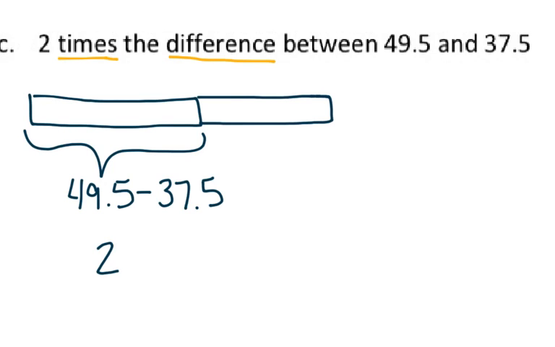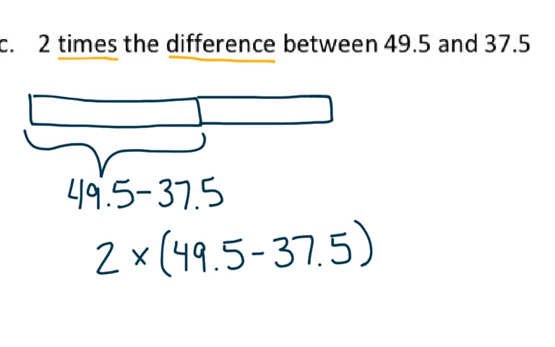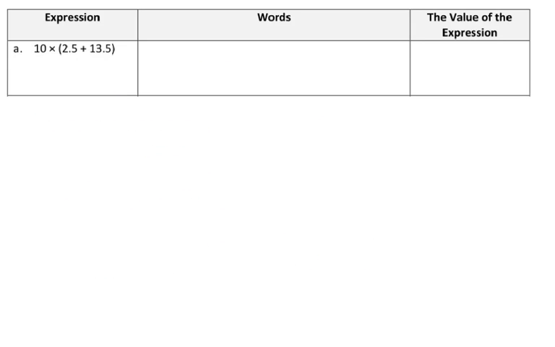I'm going to write 2 times, and in parentheses I'm going to do 49 and 5 tenths minus 37 and 5 tenths. Since they're asking for an expression, I'm not going to do the equal sign. It's not an equation, this is an expression. So 2 times parentheses 49 and 5 tenths minus 37 and 5 tenths is the correct expression, and I drew my model. So 1C is finished.